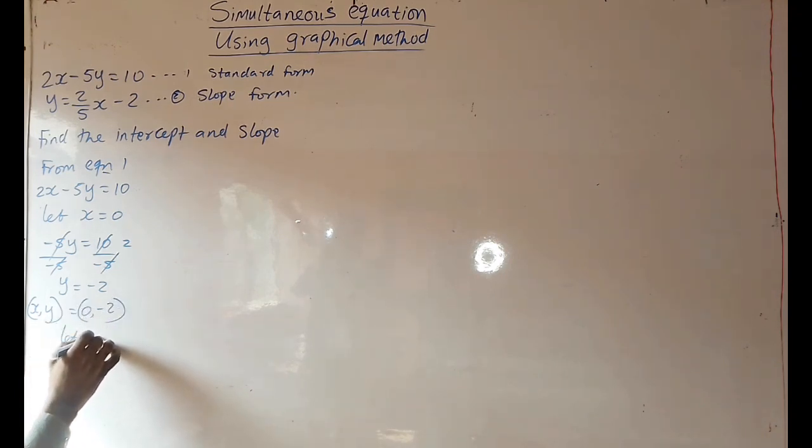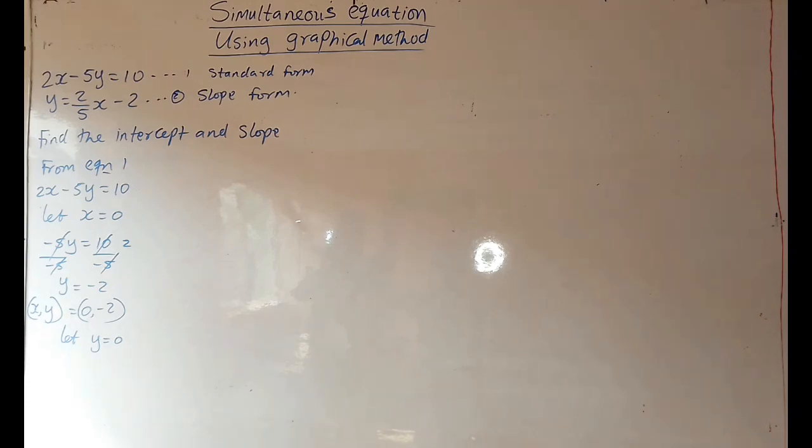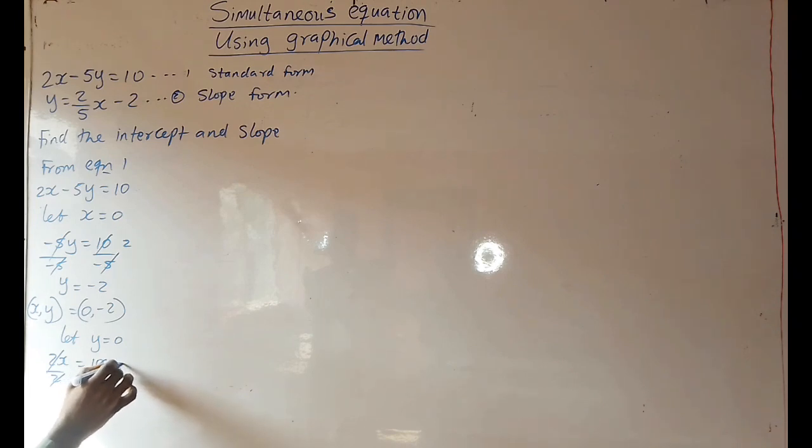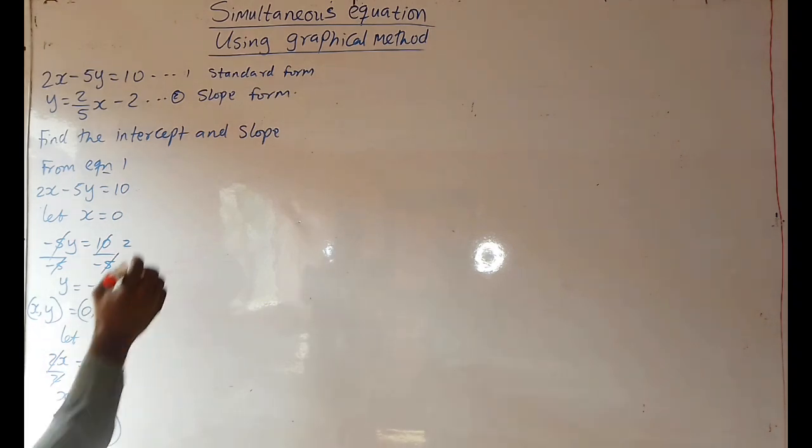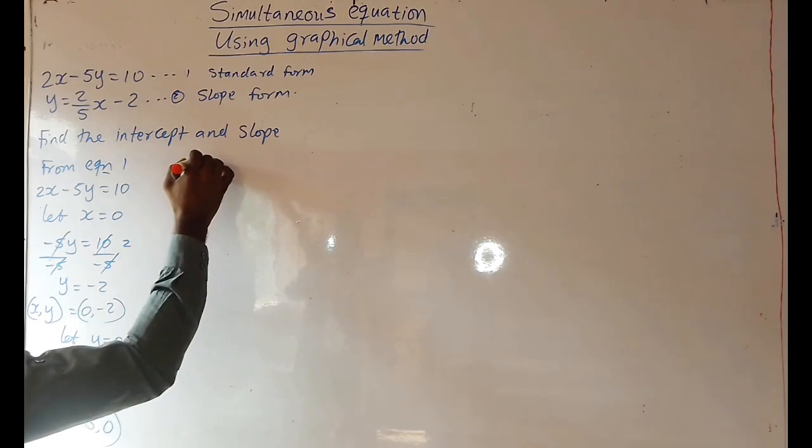Now, let y be equals to 0. So when y equals to 0, what is my x? My x will be 2x equals to 10. Divide both sides by 2. My x equals to 5. Therefore, my x comma y equals to 5 comma 0. Now, let's find the slope and the intercept for equation 2.